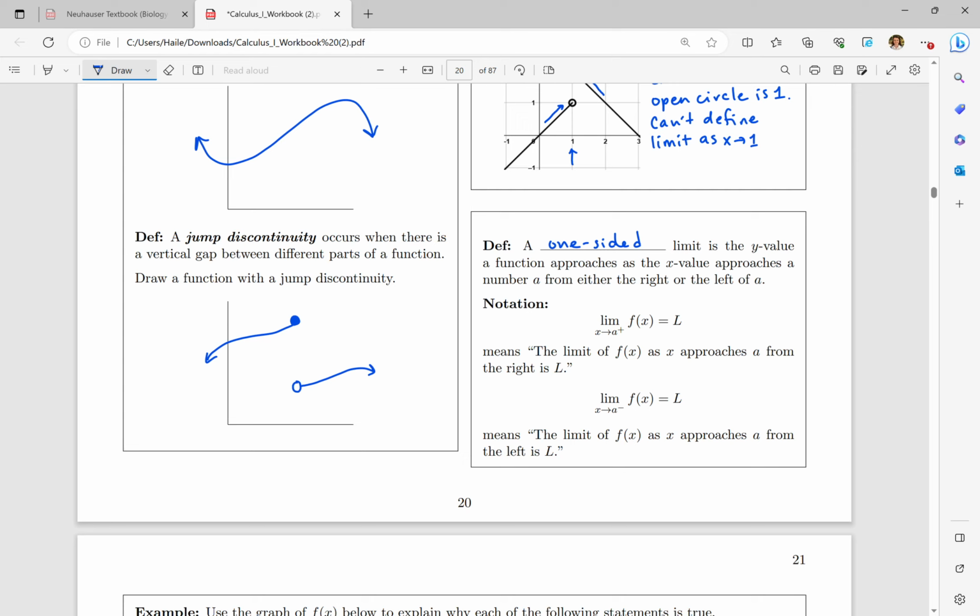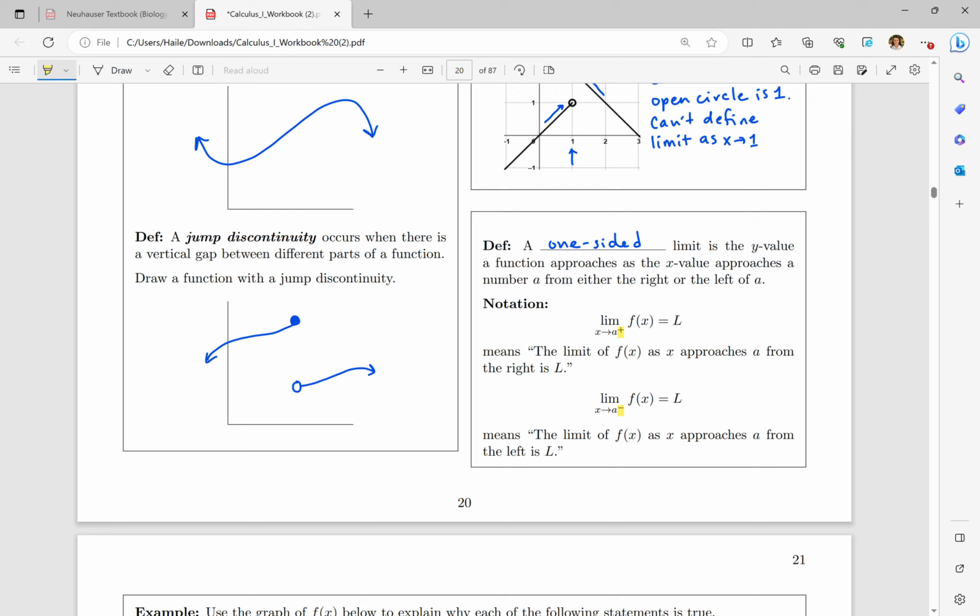Just a note on notation. The notation here is exactly the same as in lesson 1 for limits. We have that lim again with x going to a number, and then we have our function equals L. Again, this means the limit of f of x as x approaches a is L. The difference here is that on the number we're approaching, we're either going to have a little plus sign or a little minus sign. That tells us which side we're approaching from. Plus means that you're approaching from the right, and minus means you're approaching from the left.